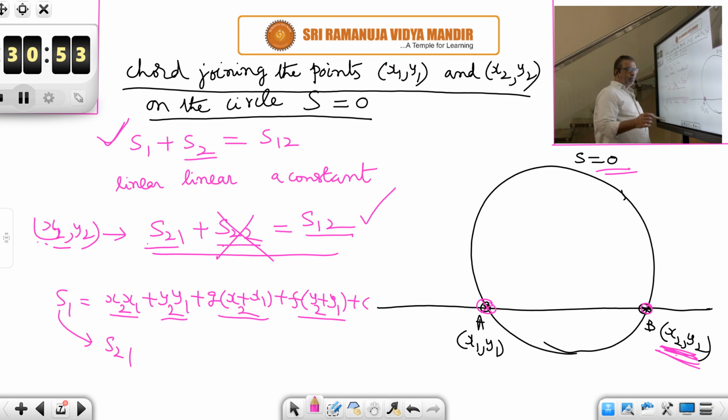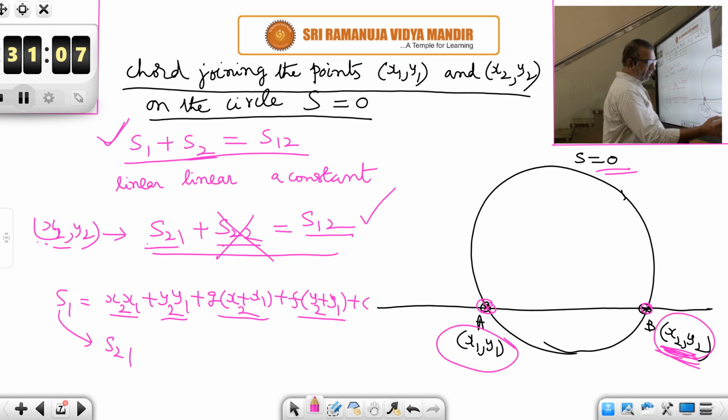Therefore, the proof is complete now. We have shown that it is a first degree equation in x and y, hence it must represent a straight line. Then we have shown that this point x1, y1 is satisfying the equation, and this point x2, y2 is also satisfying the equation. Therefore, S1 plus S2 is equal to S12 must be the equation of the line joining the 2 points on the circle, x1, y1 and x2, y2. That's all. That is the proof.